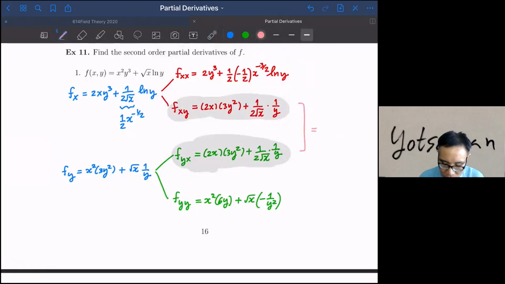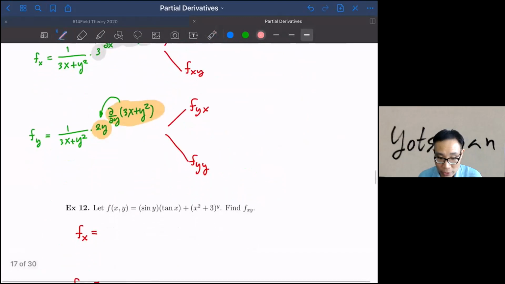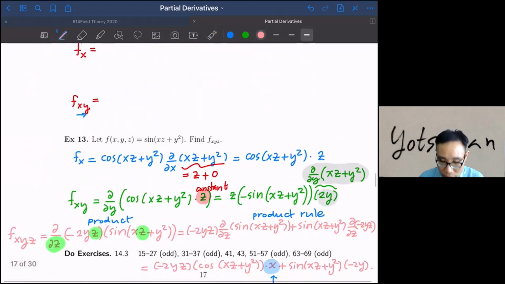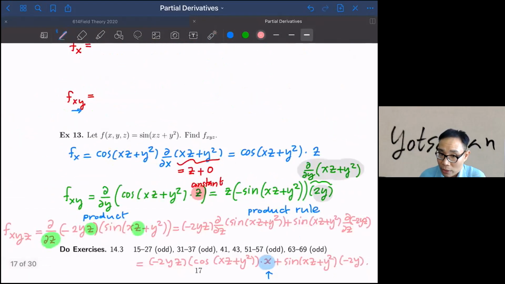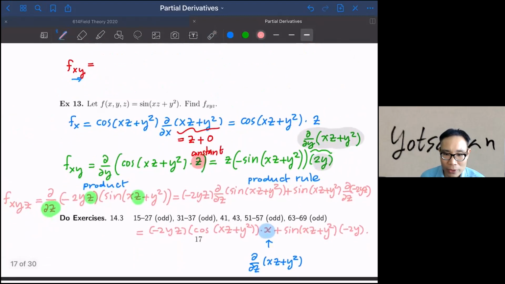For a function like this, if f is nice, then f_xy must be equal to f_yx. Please try to find this second order partial derivative for me for example 11 and example 12. We're going to discuss this one during the recitation, so try to do this one. If you have it correct, it means that you understand this topic, and it's going to be very helpful for your exam 3. Okay, that's all for this clip.